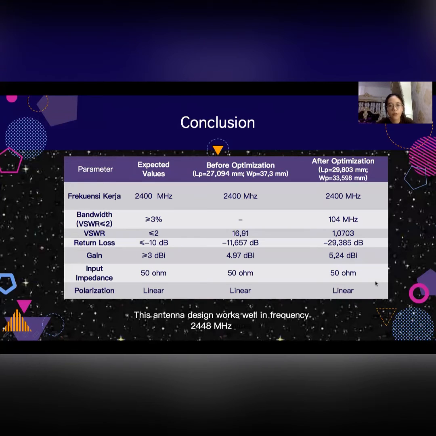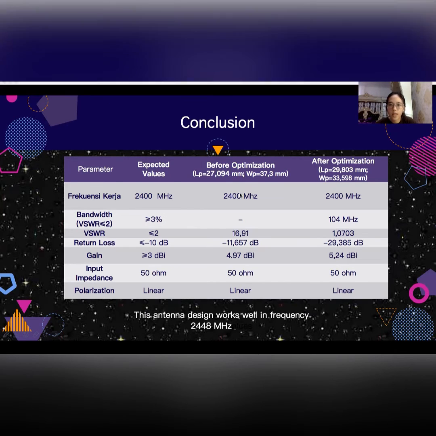So we're here up to the conclusions. For the conclusions, I use the antenna performance comparison before and after optimization. You can see from the table that I compare the parameter results before and after optimizations, and I can conclude that this antenna design works well at the frequency of 2448 megahertz, which is good because all the performance values fulfill the requirements of antenna eligibility. After this, I will show you my simulation result in CST.